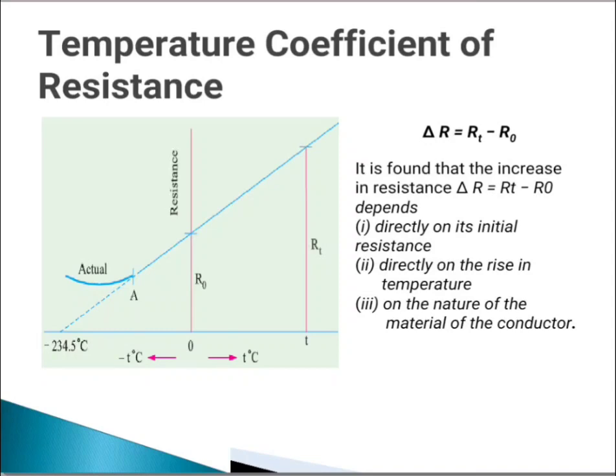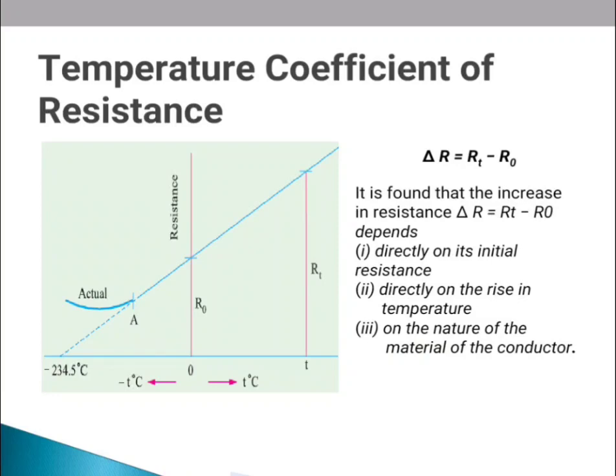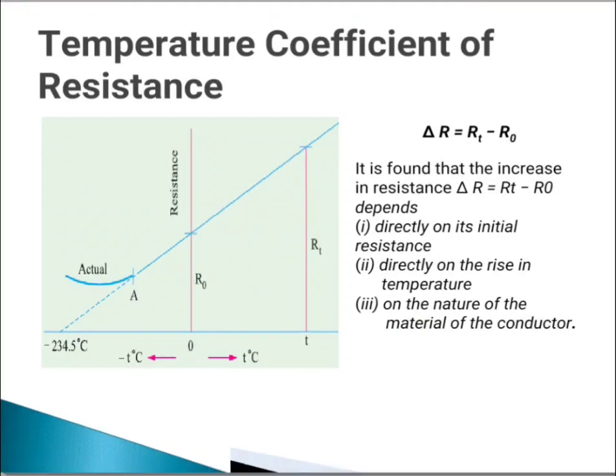Then Rt minus R0 is directly proportional to R0 into t, or Rt minus R0 is equal to alpha into R0 into t, where alpha is a constant known as the temperature coefficient of resistance of the conductor. Then we have to find alpha.